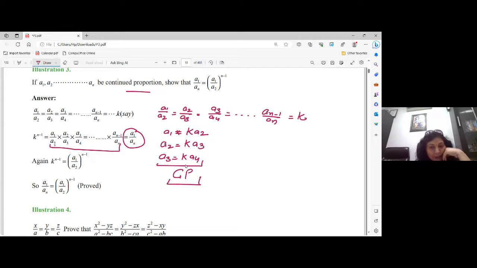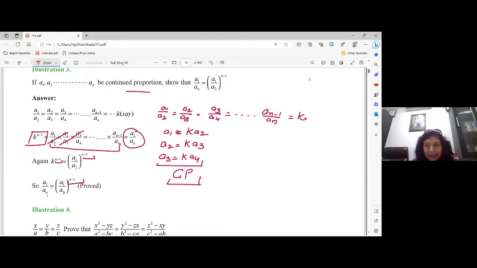So if we again multiply, we get K to the power n minus 1, that is equal to the product of all these terms. When we multiply all these terms, A2 cancels with A3, so we have A1 upon AN. So K to the power n minus 1 is A1 upon A2 to the power n minus 1. Because the powers are the same, the terms are also the same. So A1 upon AN is equal to A1 upon A2 to the power n minus 1.